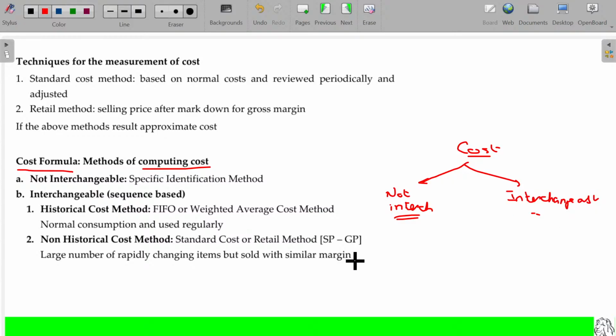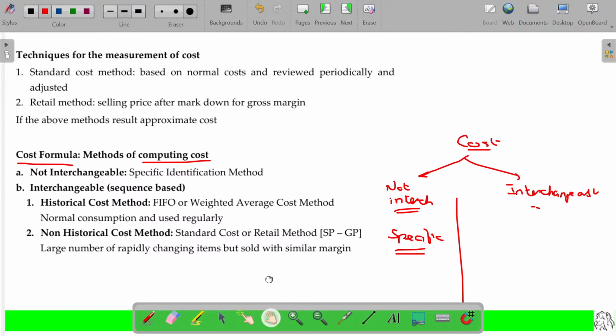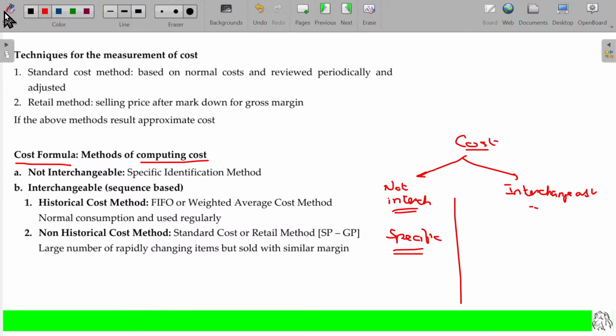In case of not interchangeable, the specific cost associated with the goods purchased is the cost for the goods. Is that okay? Now, for interchangeable, we have two options. One is historical cost, or actual cost spent. Another one being non-historical cost.